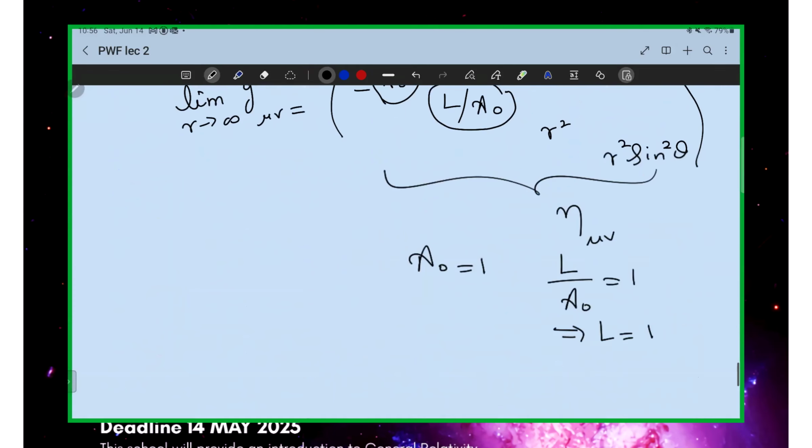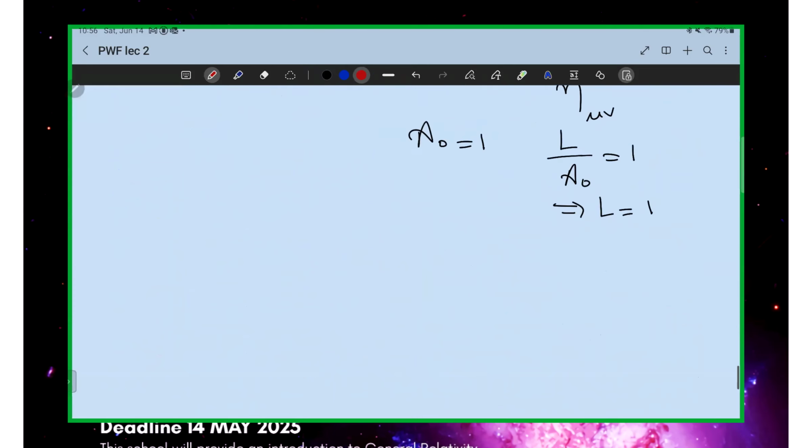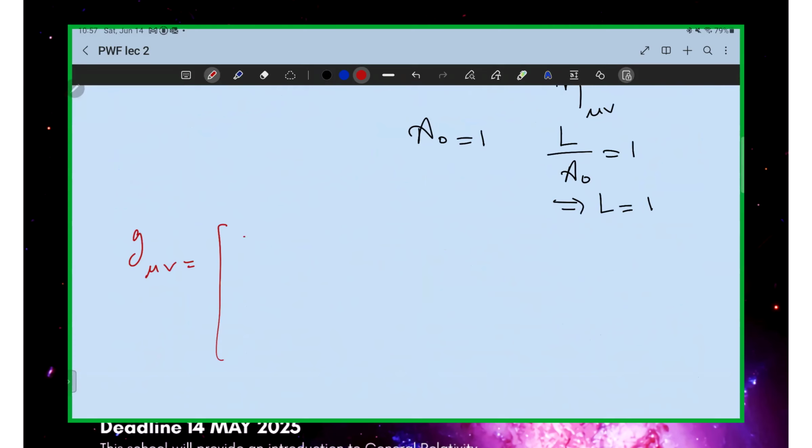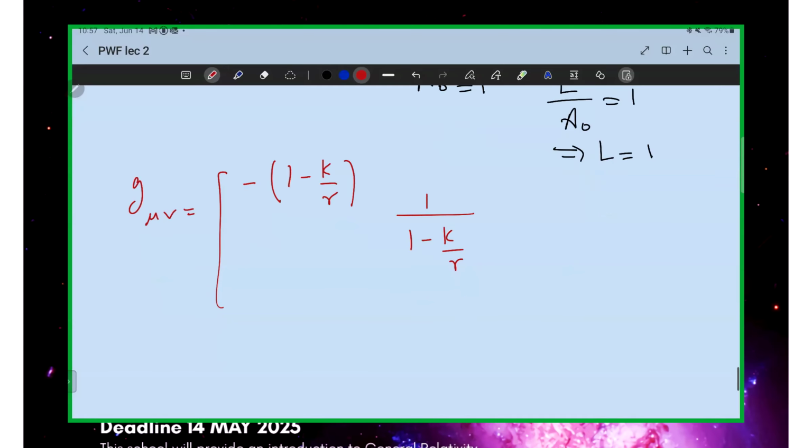Okay. So let me write it down again for clarity. So it's minus 1. Oh, sorry. I know. I will come to that. Well, 1 over r squared is not there. 1 over r is there. But yes, it does blow up. I know. I'll come to that. Okay. So this is the metric tensor. I've only written the diagonal entries.